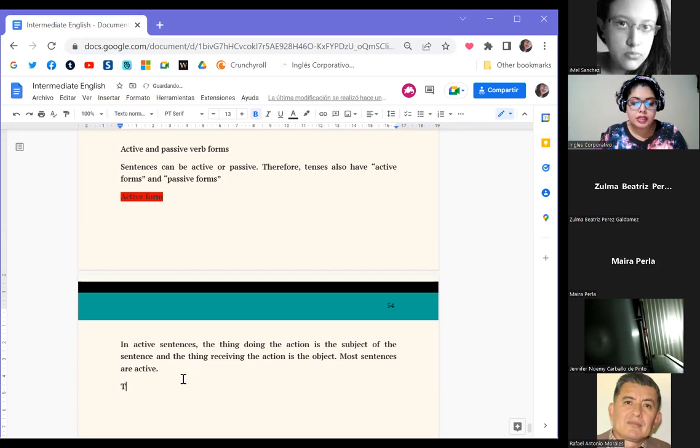Then it says the thing doing the action plus the verb plus the thing receiving the action. And we have some examples. We have here: the professor teaches. And in this case, we are not using simple past. In this case, we're just going to see this example in the present. The professor teaches the student.